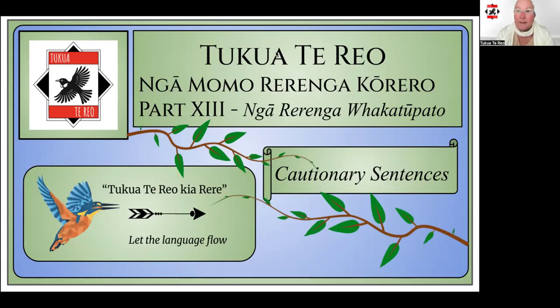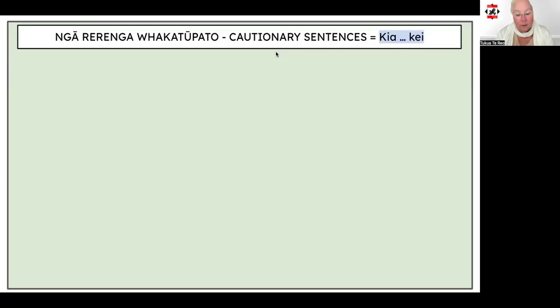This video is about rerenga Whakatūpato, cautionary sentences. I'm going to start by looking at the two main components of the cautionary sentence. The first part of the sentence is often a command, and the second part is the cautionary message. The two main kupu in the examples I'm going to show you in this video are kia and kei.